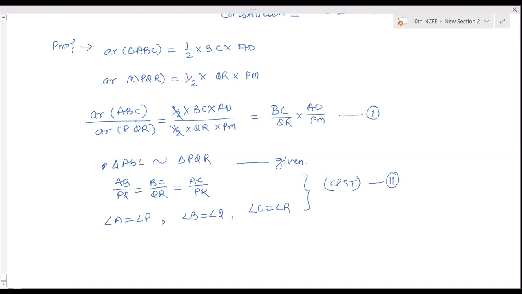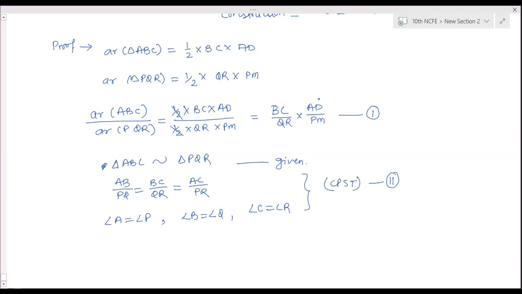Now we have to show that area of ABC by PQR is equal to BC by QR whole square, and BC by QR is equal to AB by PQ, and that is also equal to AC by PR. So if we show one corresponding side ratio squared, then directly we can tell the other two. Now to show BC by QR whole square, what we have to do? We have to show this ratio as BC by QR whole square.